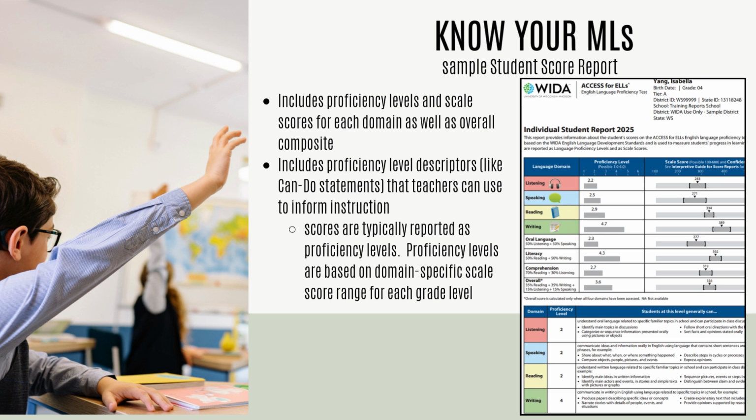Scores are typically reported as proficiency levels. Remember, that's between 1 and 6, with a 6 being fluent and a 5 being proficient. Proficiency levels are based on domain-specific scale score range for each grade level. So we have these proficiency levels, and then the can-dos help us to interpret those proficiency levels so that we have an idea of what our students can do at that level and how to help them move forward. So this sample student score report will be helpful, and hopefully you can find these in your students' cumulative files.